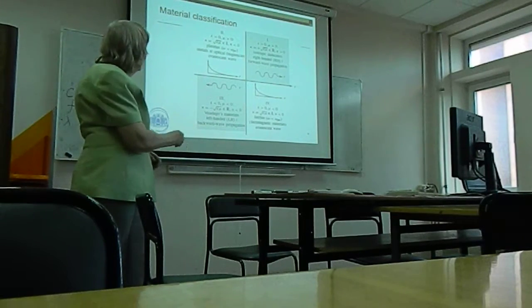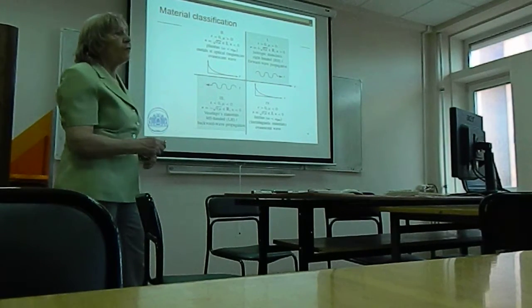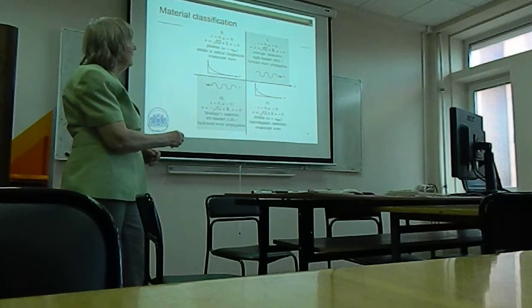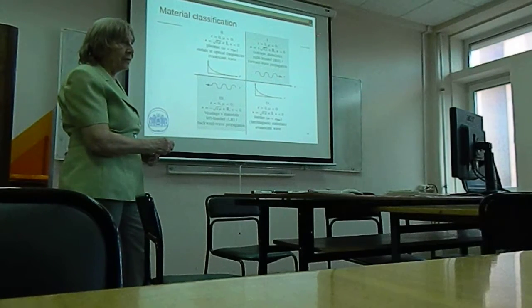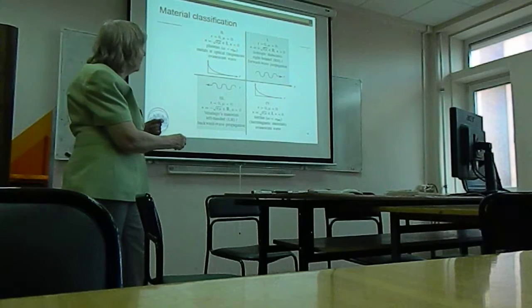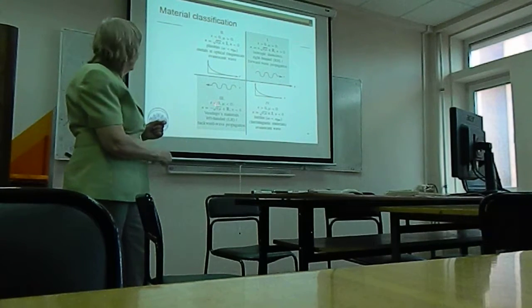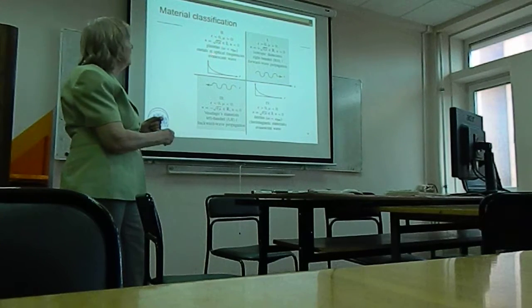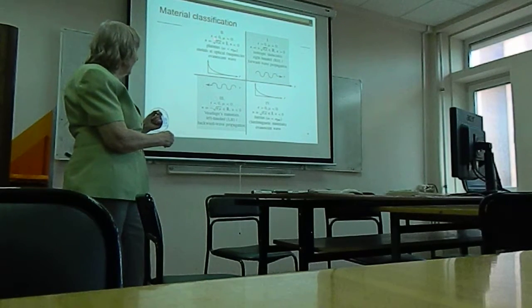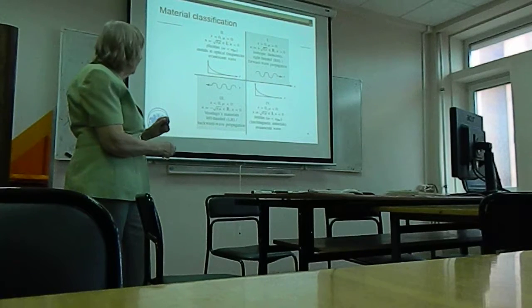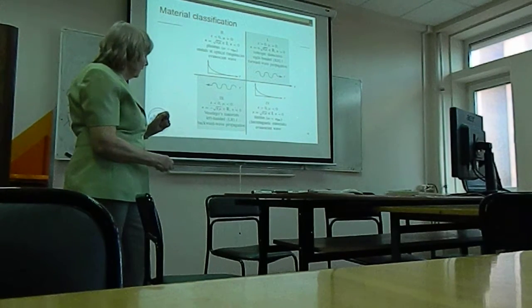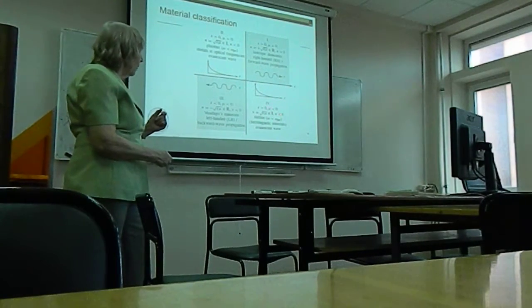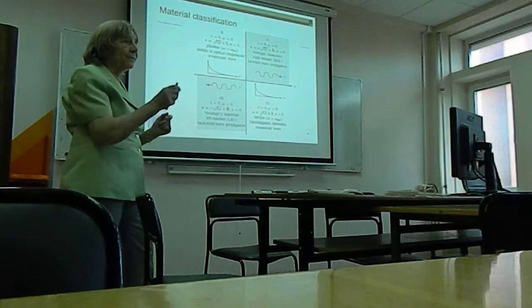So we have four kinds of materials. This is double positive material. Double positive. Both are positive. Double negative material. This is negative. Single negative with dielectric permittivity negative. And again single negative, but only mu is negative.